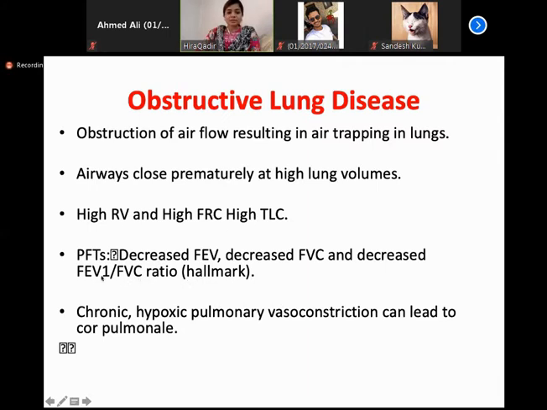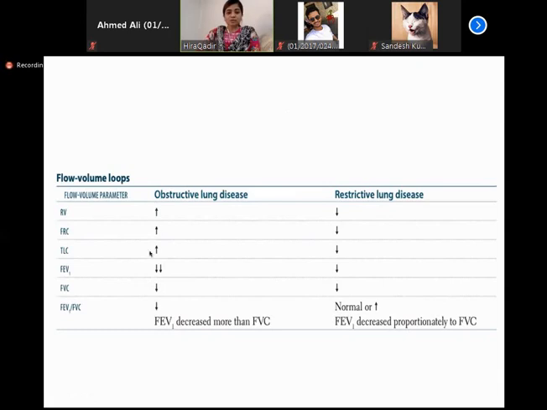And what is the FEV1 to FVC ratio? That ratio is decreased, and that is a characteristic of obstructive lung diseases, while this ratio is normal or increased in restrictive lung diseases. What is this ratio? It is the forced expiratory volume in 1 second versus forced vital capacity. Coming back to the flow volume loop of obstructive versus restrictive lung diseases, I told you that all volumes are increased in obstructive lung diseases and all are decreased in restrictive lung diseases.